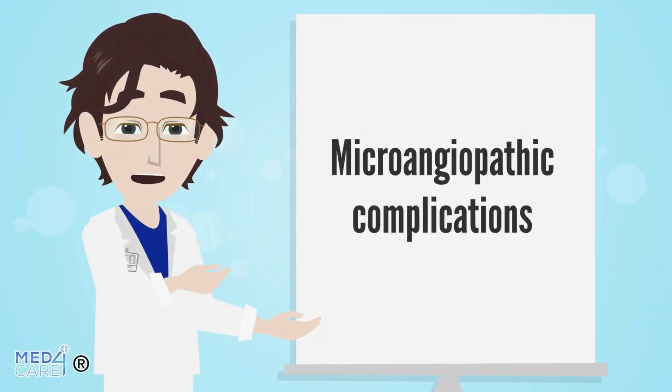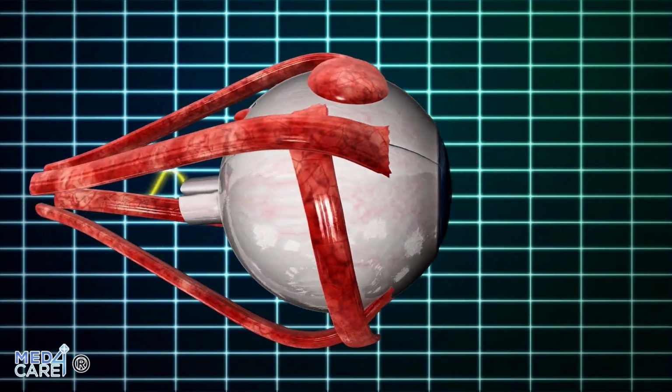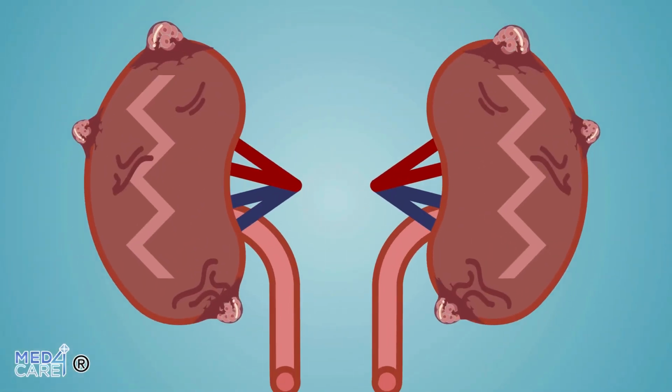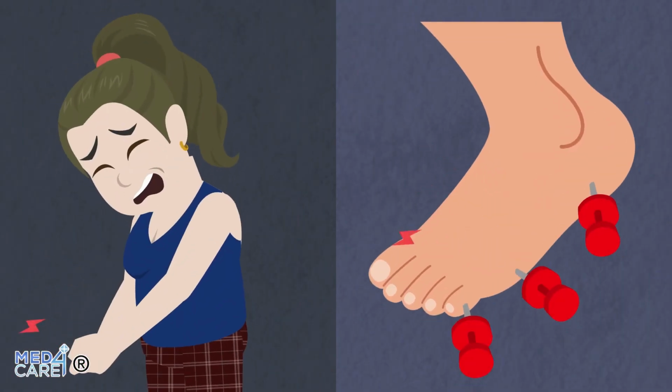We have microangiopathic complications such as diabetic retinopathy, which is one of the main causes of blindness in Western countries, diabetic nephropathy, which is the leading cause of chronic kidney disease in industrialized countries, diabetic neuropathy, which typically affects the hands and feet and presents with alterations in sensitivity.